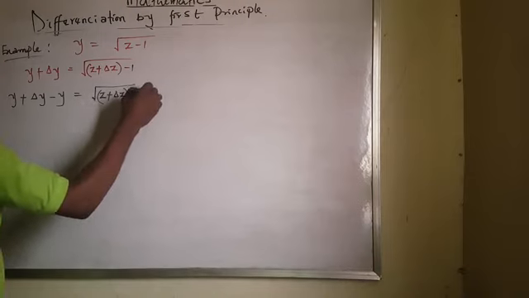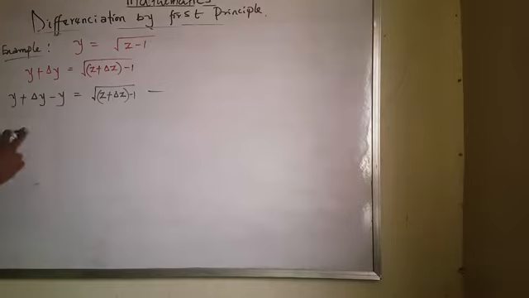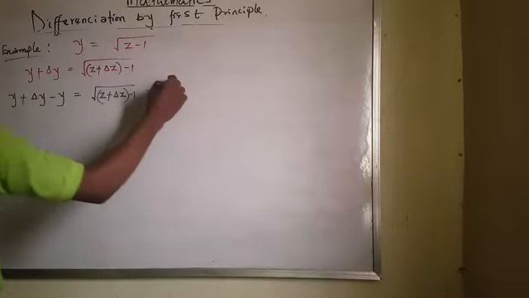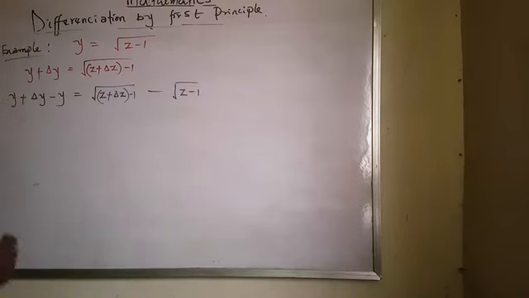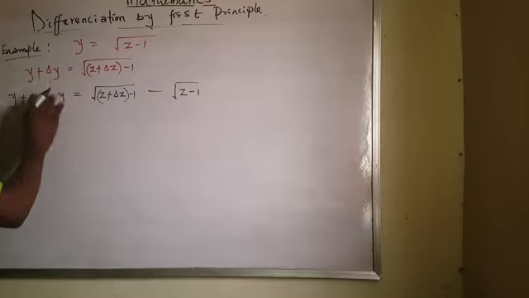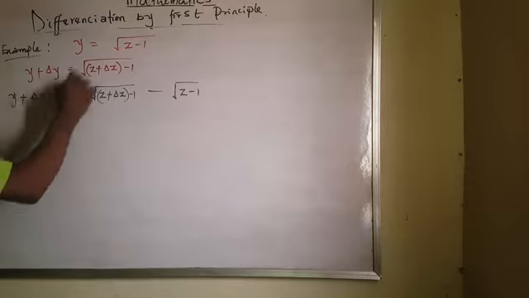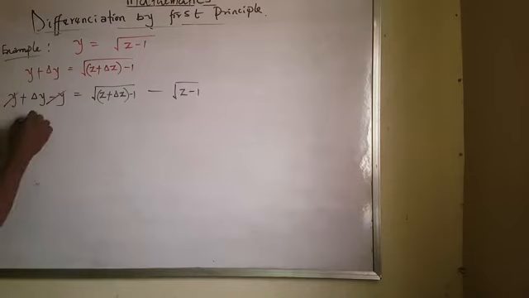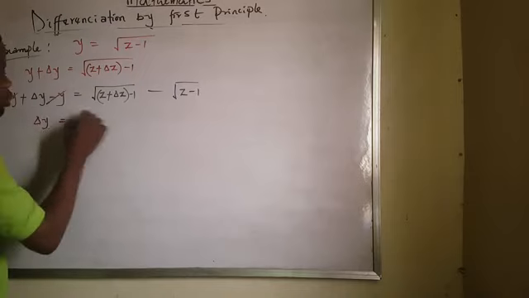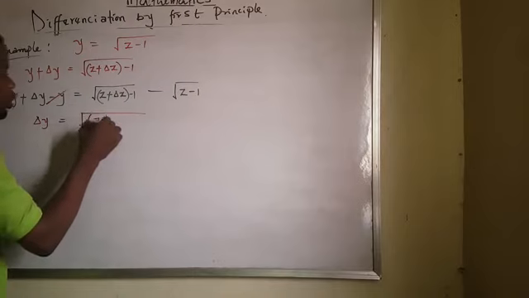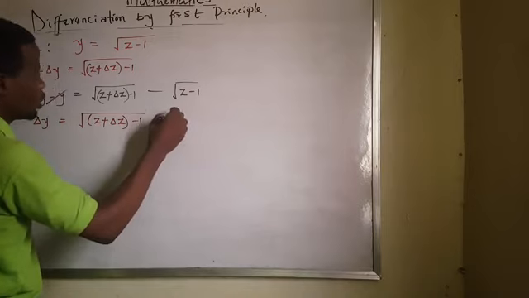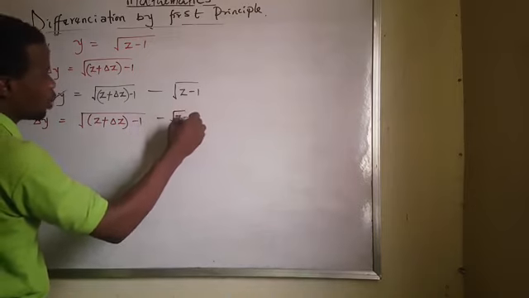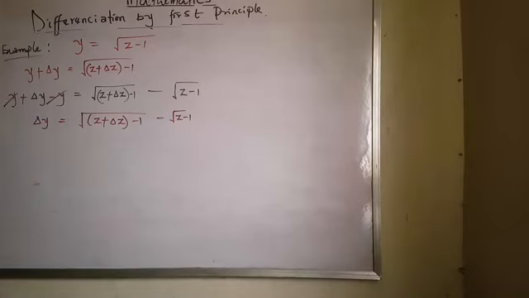Then we are subtracting y from both sides. But y is the square root of z minus 1. Do you see that? So this and this are gone. I can equally say my change in y can be equal to the square root of z plus change in z minus 1, minus the square root of z minus 1. Do you get that?